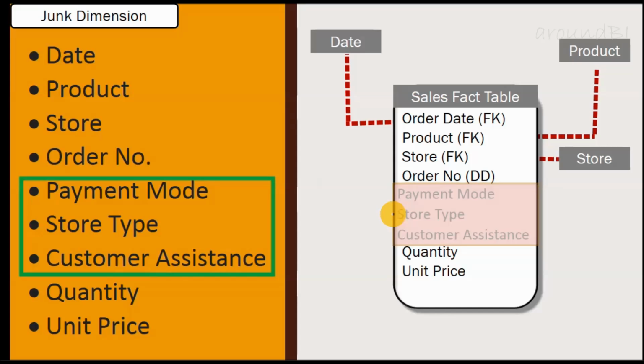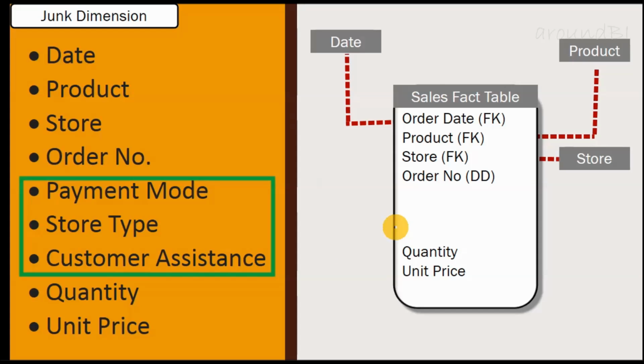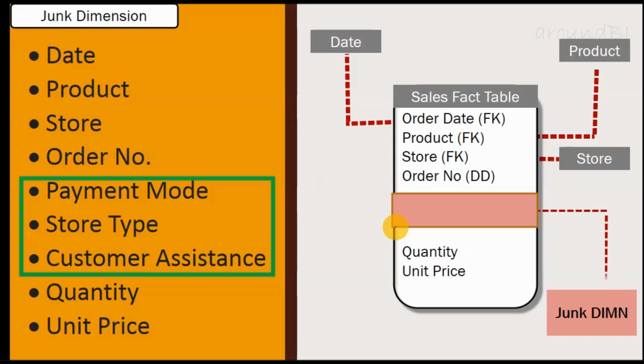Another option is to make each flag and indicator into its own dimension. In that case, we need to add separate foreign keys to the fact table. But adding separate foreign keys to the fact table is acceptable if the resulting number of foreign keys is still reasonable. An appropriate alternative approach for tackling these flags and indicators is to study them carefully and then pack them into one or more junk dimensions.